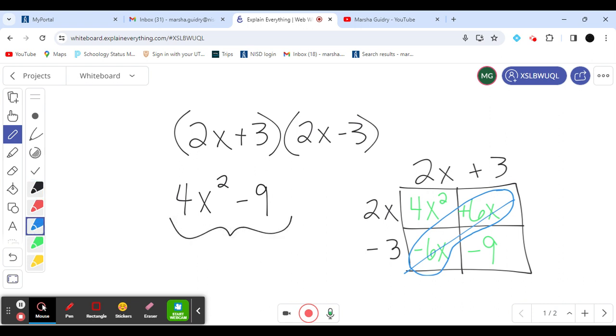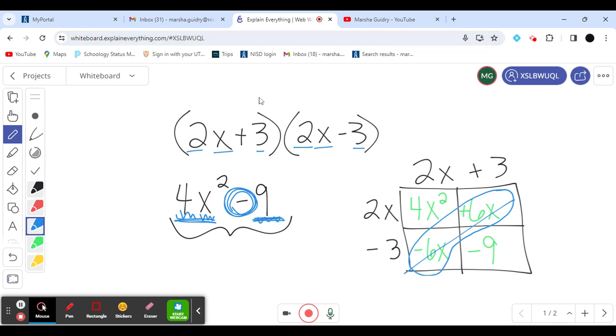And if you'll notice, this center sign always has to be a minus sign. And 4 and 9, those constants, are perfect squares. They were on our perfect square chart. And of course, x squared is a perfect square. See if you can notice the pattern. 2 times 2 gives us 4. x times x gives us x squared. And 3 times 3 gives us 9.